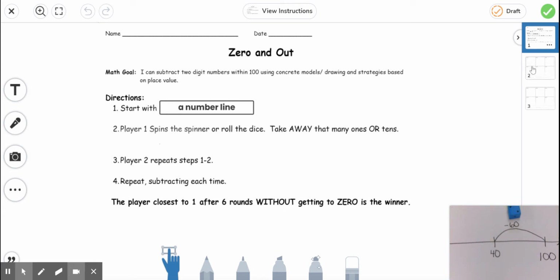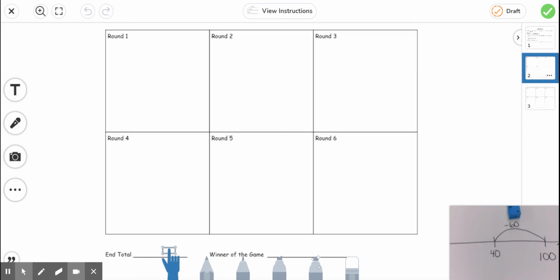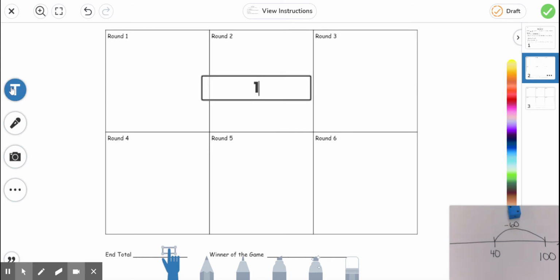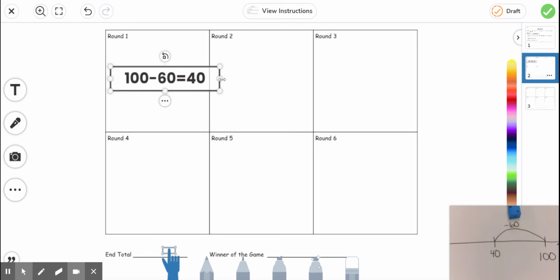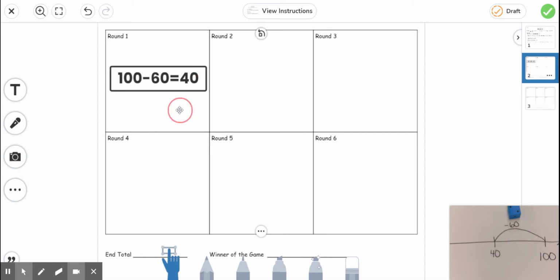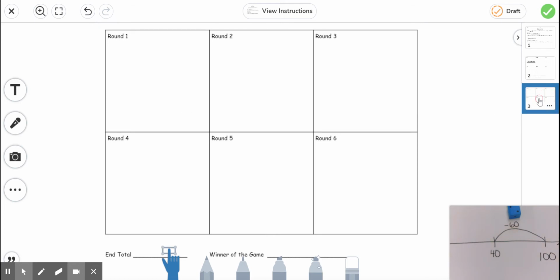So after you make it on your number line, you need to record it on your recording sheet here. So for my round 1, I'm going to use a text box and I'm going to write 100 minus 60 equals 40. Right? And then of course I'm going to need to move my text box around here, make it a little bit smaller. There we go. So if I were playing with a partner, now my partner would have their turn and my partner would put their work on this second sheet here.